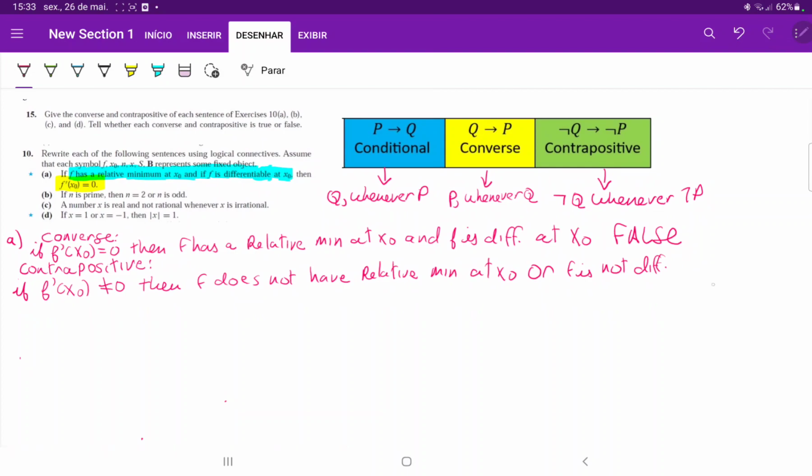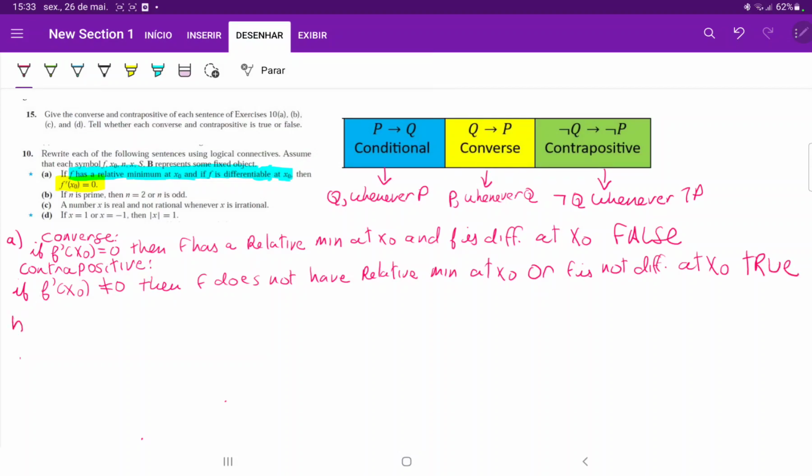at X naught. And let's see, is this true or false? Well, if the derivative is not equal to 0, then clearly we won't have a relative minimum or maximum. Or if that's not the case, we can't differentiate it. So it's one or the other. If we can differentiate it, it does not have a minimum, or we can't differentiate it, and that's why it's not equal to 0. So this one is true.